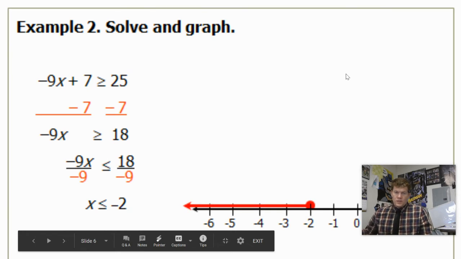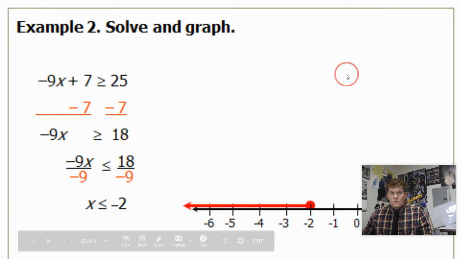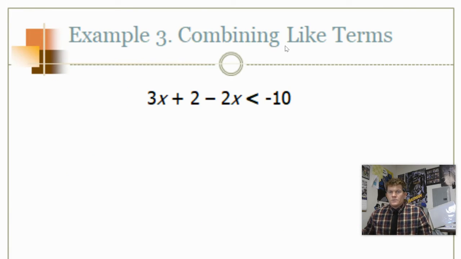Example number 3. Combining like terms, getting a little bit more complicated, but I'm looking at this inequality here, thinking of it just like an equation. On one side of my symbol, I have 3x plus 2 minus 2x. I have like terms. Those are terms that contain the same variable raised to the same power. So 3x, negative 2x, like terms. Let's combine those together. 3 minus 2 becomes just 1x, or just x.